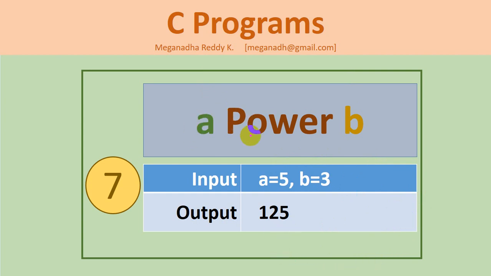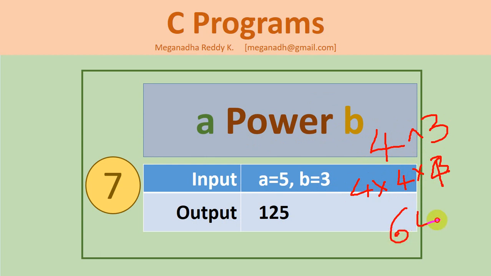Let's take another example. So I want to print 4 power, let's take 3. So now if I want to print 4 power 3, I need to multiply 4 three times, and 4 4s are 16, 16 4s are 64 is the output. So the logic that we are going to use is, we will multiply the first number second number of times.